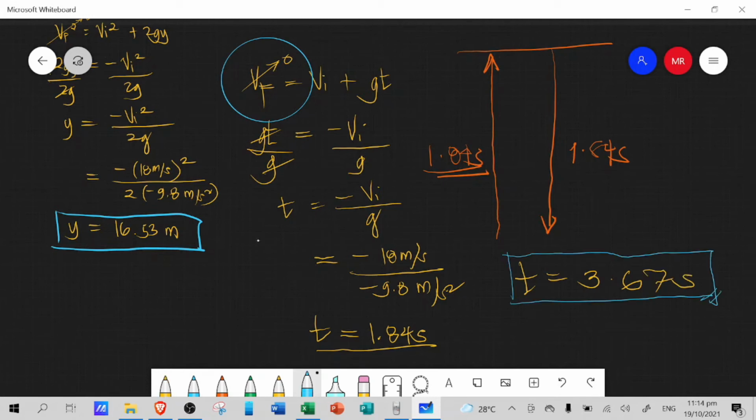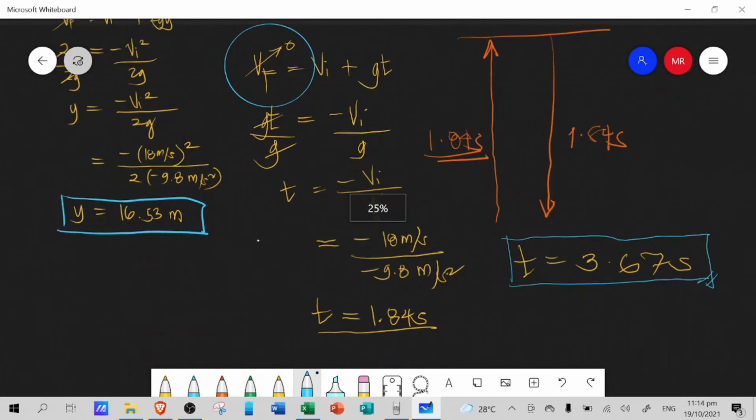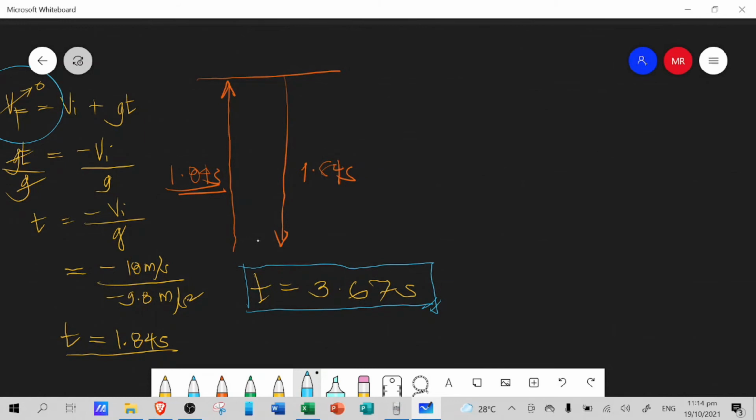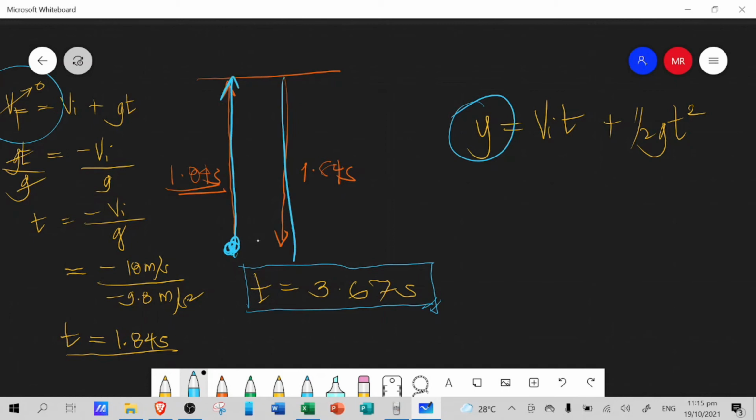We can actually confirm this answer by using another equation, but we'll just have to rely on our calculator. It will be a quadratic equation by using the formula y is equal to vi t plus 1/2 gt squared. So remember that our y is the displacement of the ball. If we determine the displacement of the ball from this point going up and then going down up to this point, the total displacement of the ball will be 0 because it just returned to the original position. Our v initial is 18 meters per second.